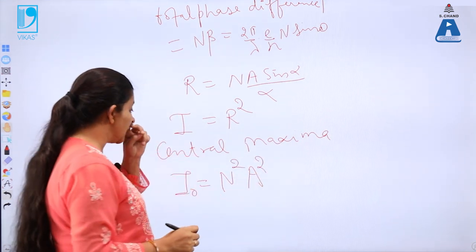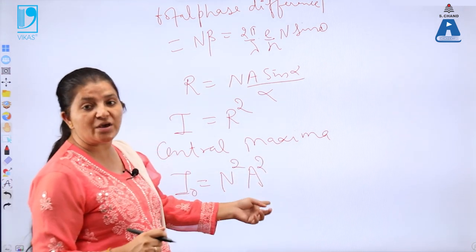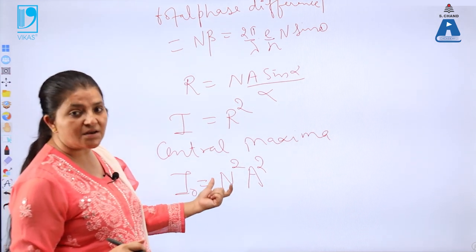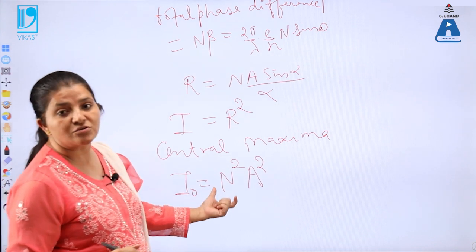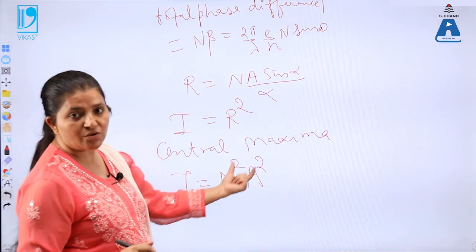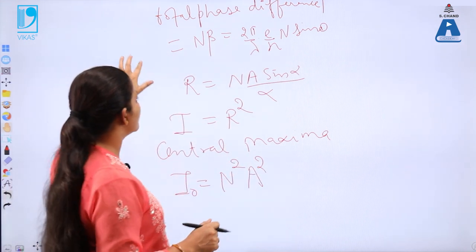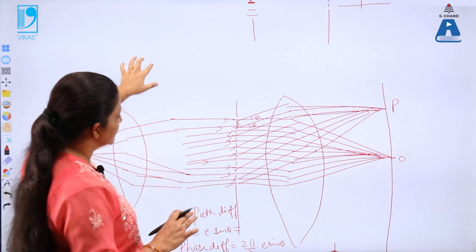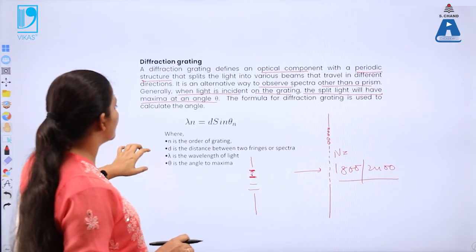Now in case of single slit, we are getting intensity equals to A square, but in case of grating, what is N here? N is the number of slits which are present on the grating. So in that case, we are getting I naught equals to N square into A square. So this is all about the diffraction grating, how you can split the single slit into a large number of slits.